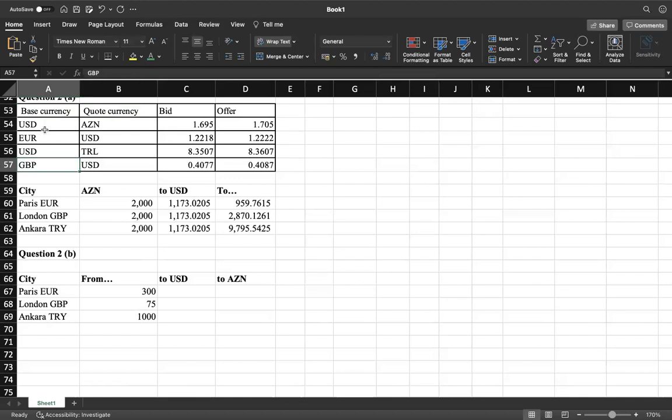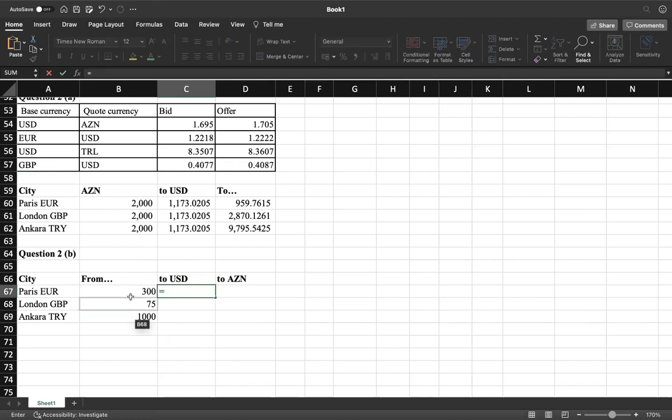Instead, I have Euro to USD. So the previous logic can also be applied here. If I want to buy USD, it means I am selling my Euro. If I am buying USD at the offer rate, I can sell my Euro at the bid rate. Therefore, if I have 300 euro, I am selling it, and the 1 euro price is 1.022.